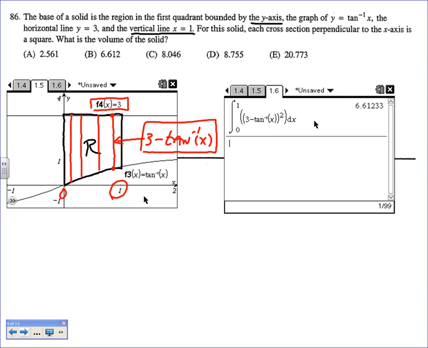So here is our integrand, 3 minus the inverse tangent of x. That's a side length of a square. We're going to square it to get the area of all the squares, and then we're going to accumulate between 0 and 1. So we get an answer of 6.612. And so B is the answer for number 86.